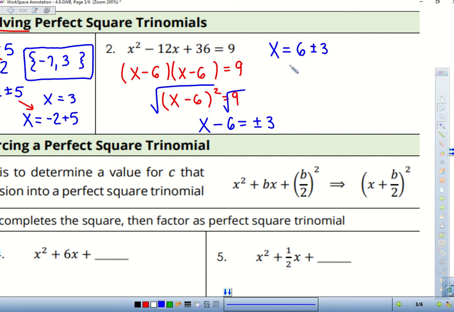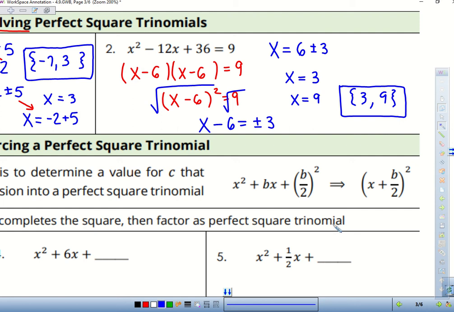So I have two answers, right? I have x equals 3, and I have x equals 9. Does everyone see where I got those from? 6 minus 3 and 6 plus 3.